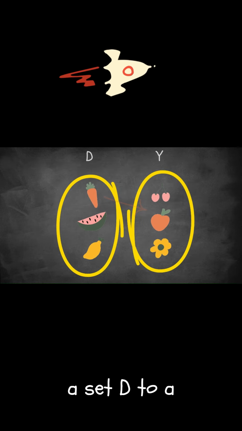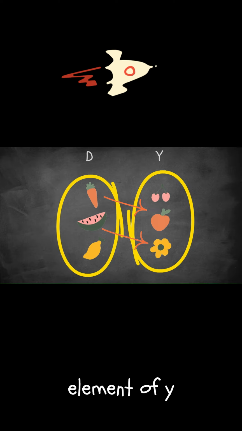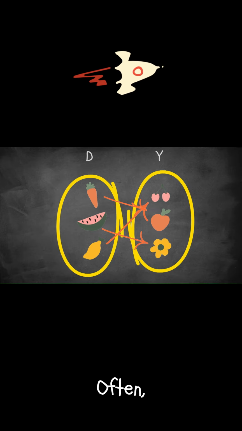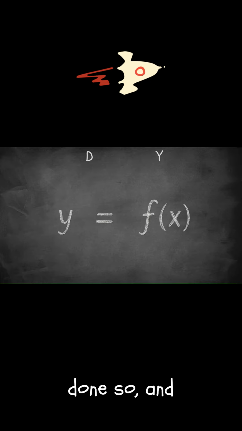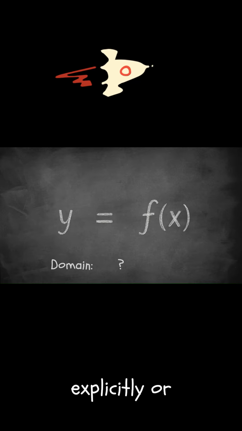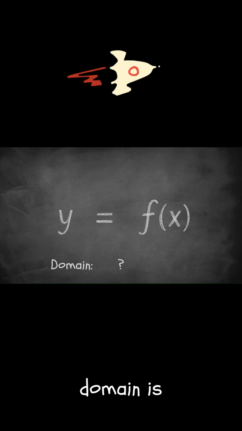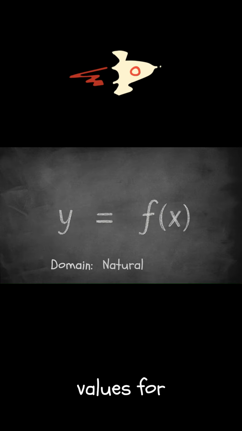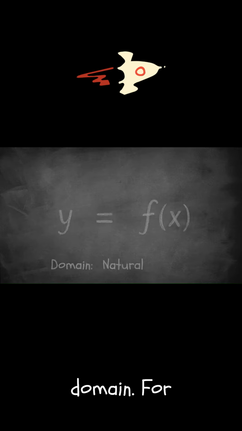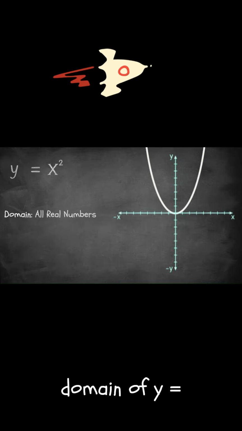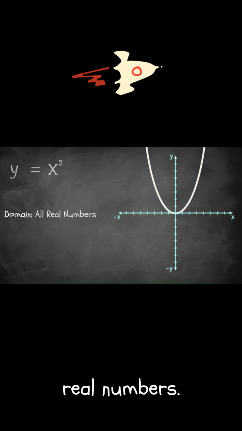A function from a set D to a set Y assigns a unique element of Y to each element in D. Often, functions are represented as an equation y equals f of x. When done so, and the domain is not stated explicitly or restricted by context, the domain is assumed to be the largest set of real x values for which the formula gives real y values, which is called the natural domain. For example, the domain of y equals x squared is the entire set of real numbers.